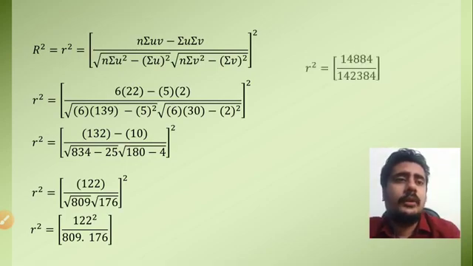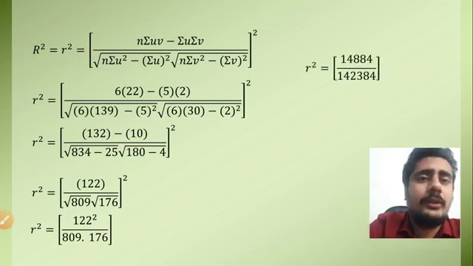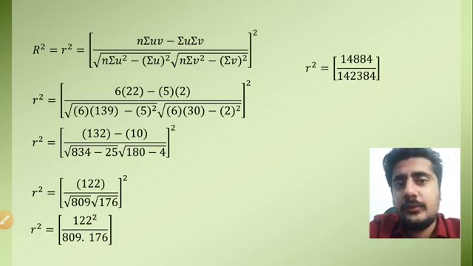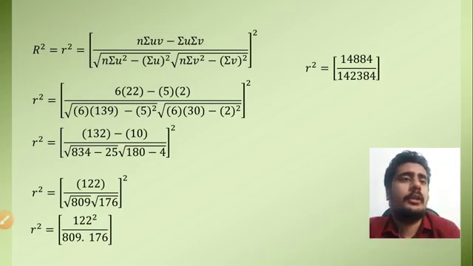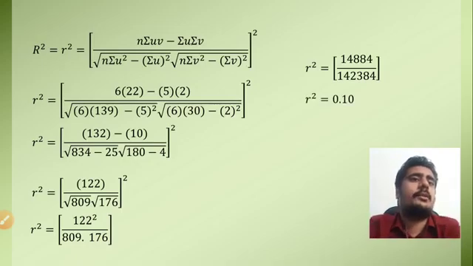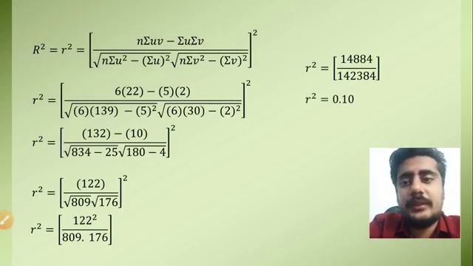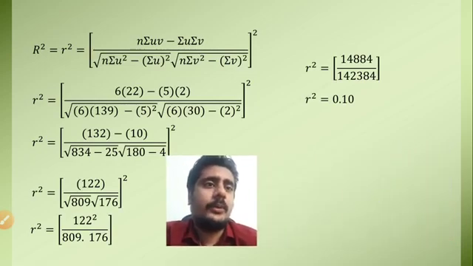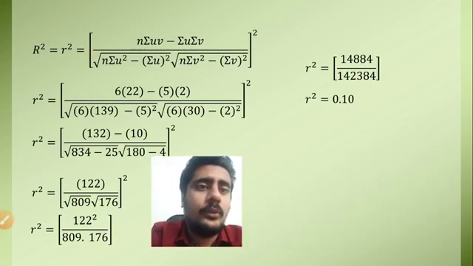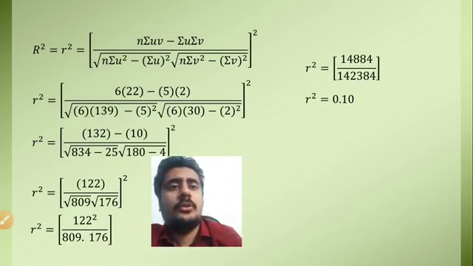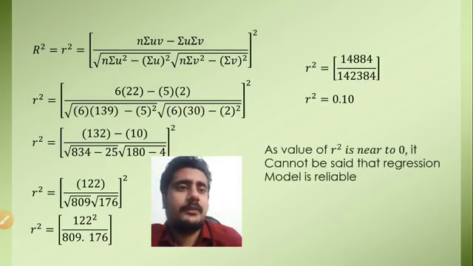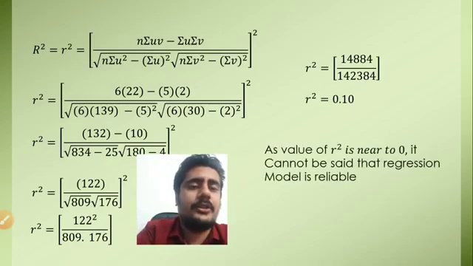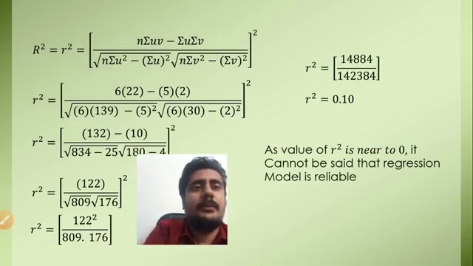So now we'll solve it. Square of 122 is 14884, 809 into 176 is 142384. So your r square is 0.10. Now as I told you, if r square is near to 0, it cannot be said that the regression model is reliable.